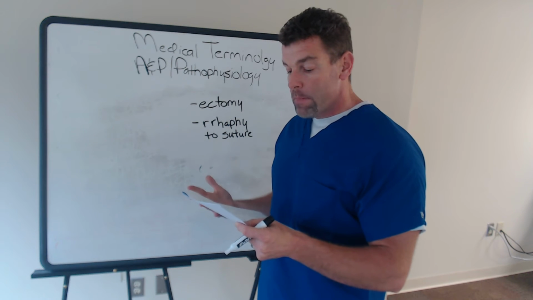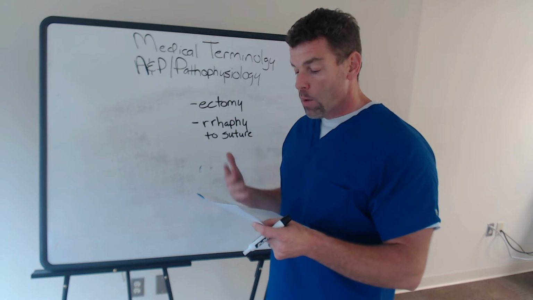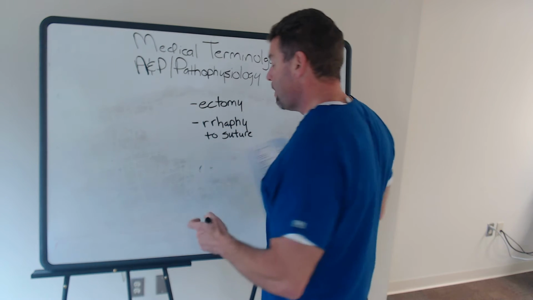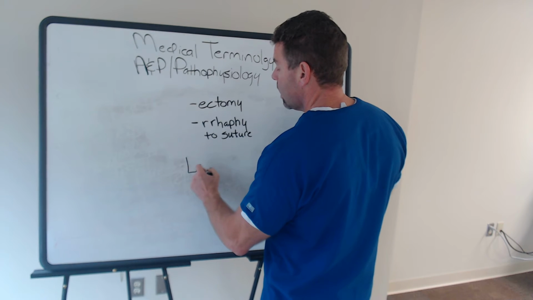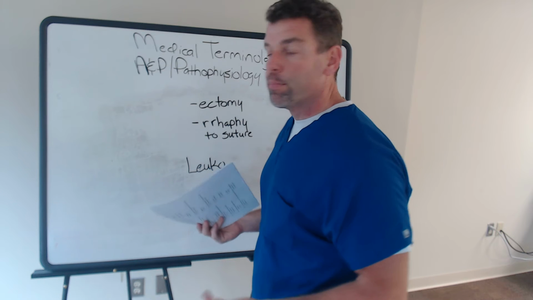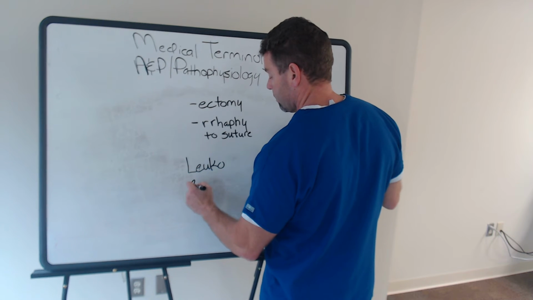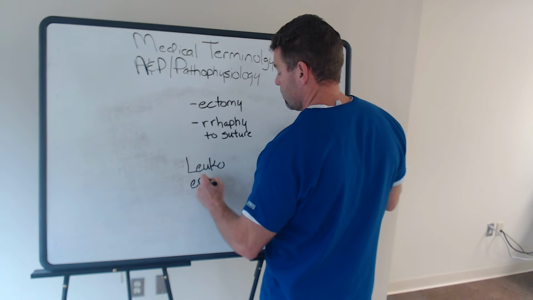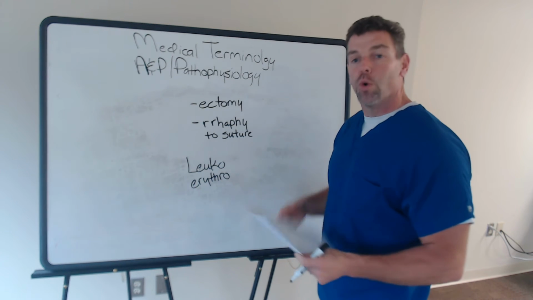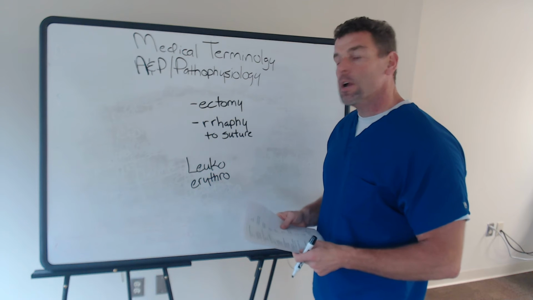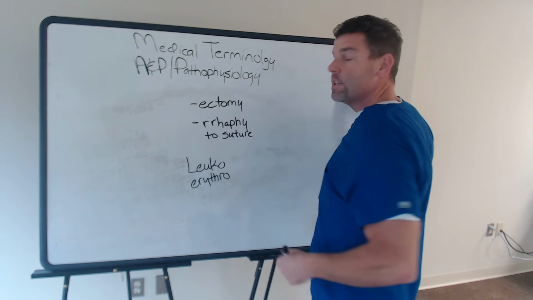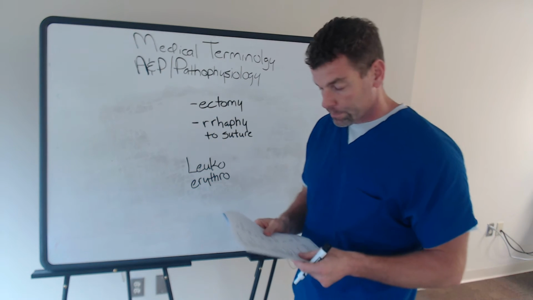A word part meaning white. Leuco is a combining form that means white. Or excuse me, a word part, in this case a prefix. Erythro means red. You will often see those two together when we're talking about white blood cells, leukocytes, and red blood cells, erythrocytes.